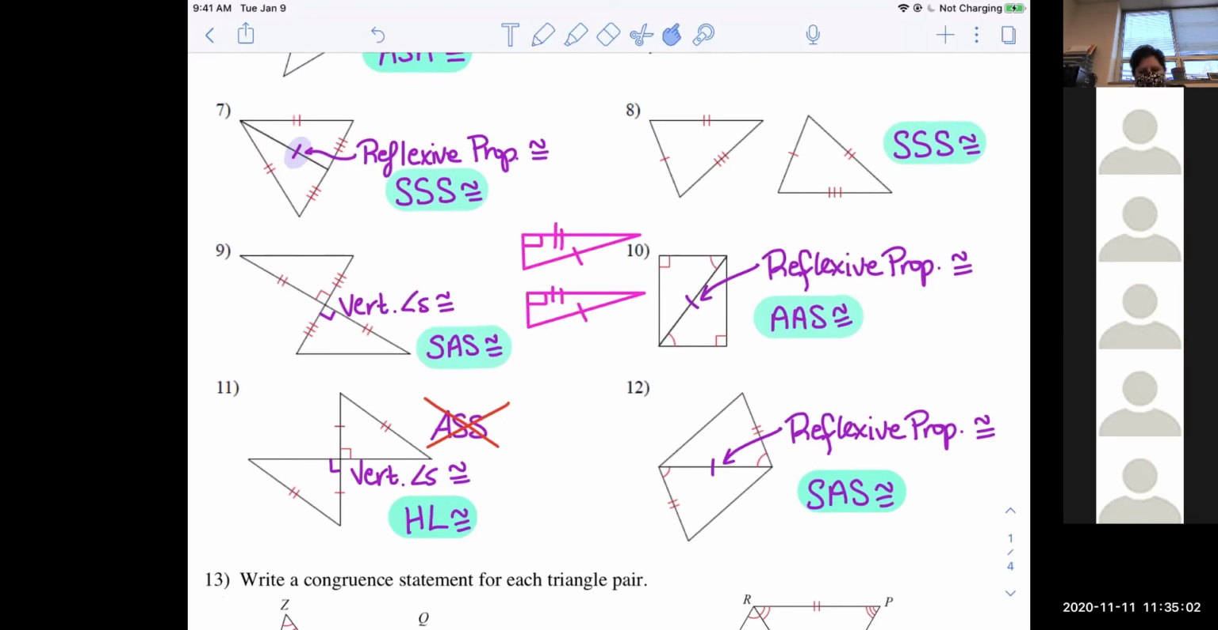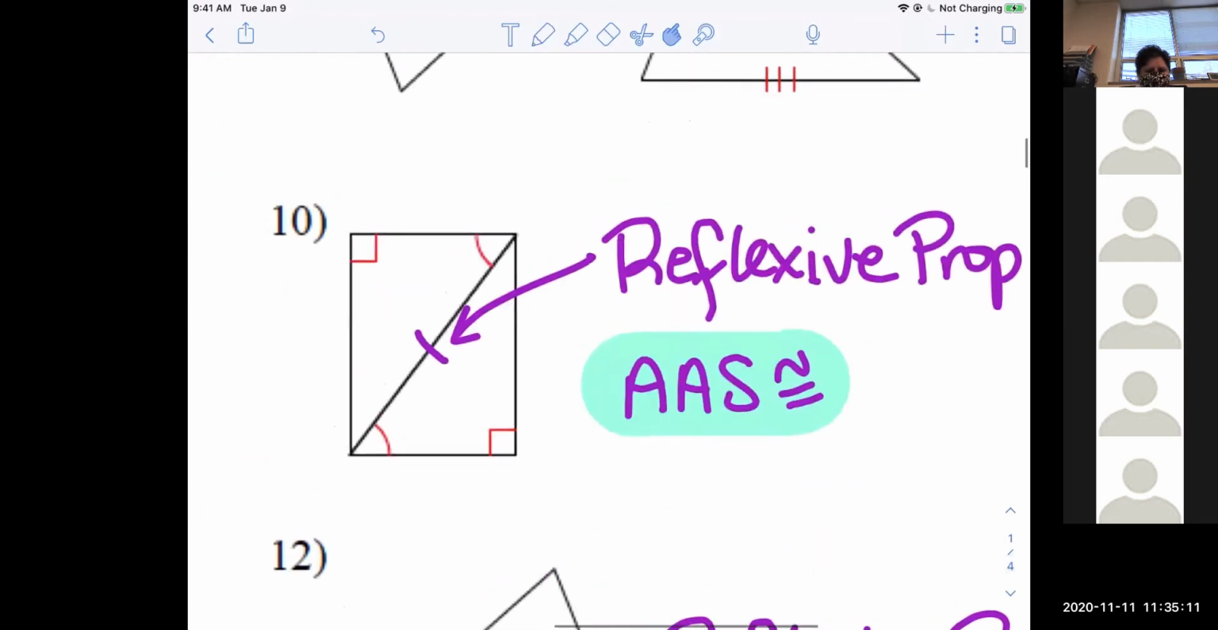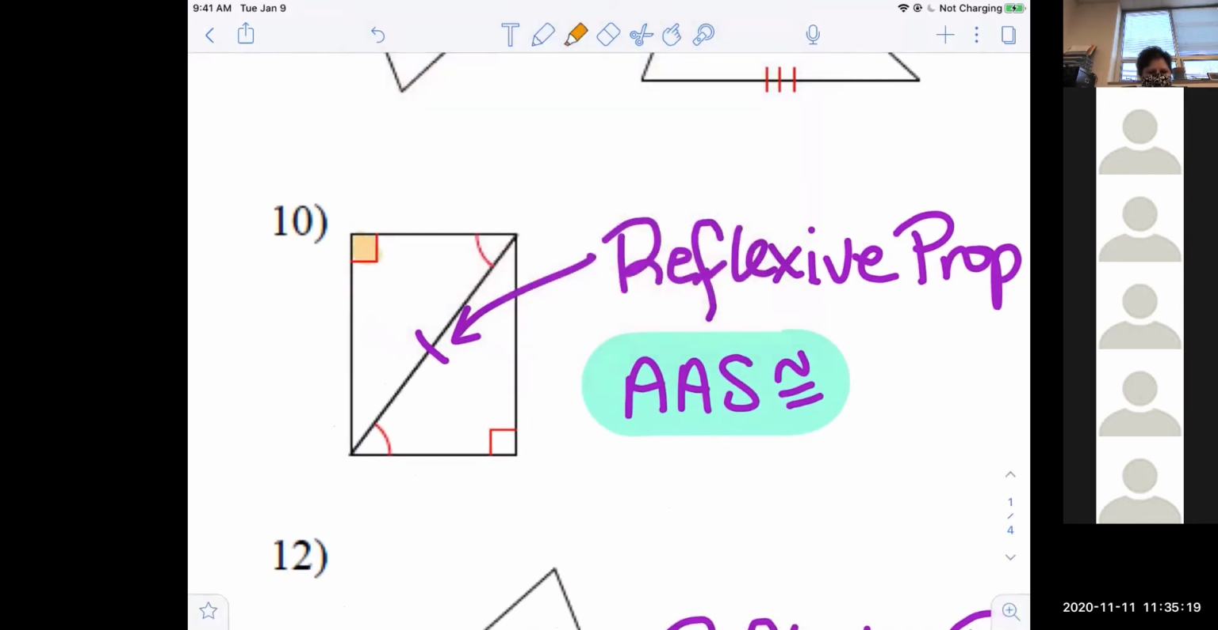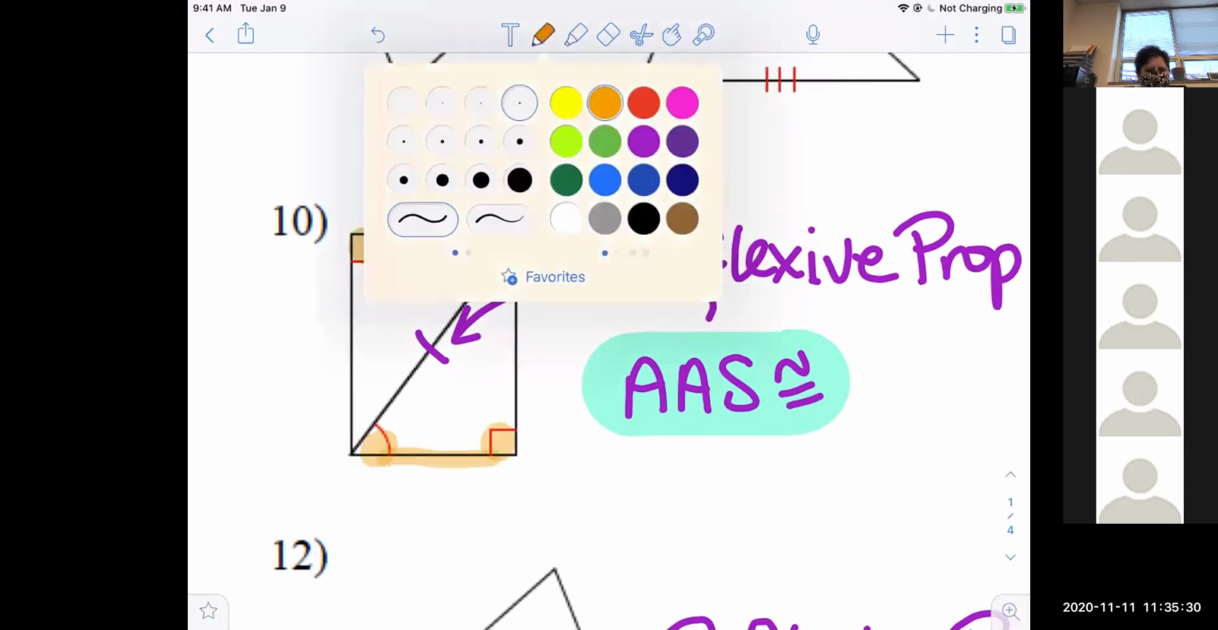Okay, and then again for number 10, let's reiterate that. For number 10, that's going to be angle, angle, side because it's not the included side. Where would the included side be? In between. So if we have a pair of angles there and a pair of angles here, if it was angle, side, angle, it would have to be the sides that connect those 2 angles, right? That would be angle, side, angle.